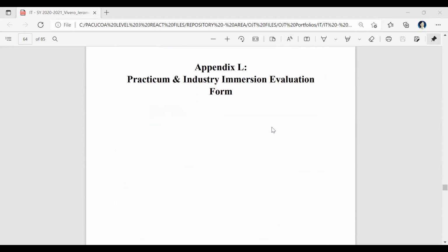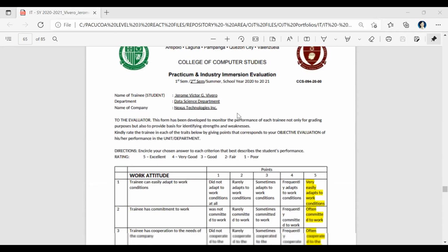Then this is when the company representative will be giving you your final exam score. So you really have to please your superiors in terms of the deliverables, like submit the outputs on time or even before the deadline, and so on and so forth. So this is the form.